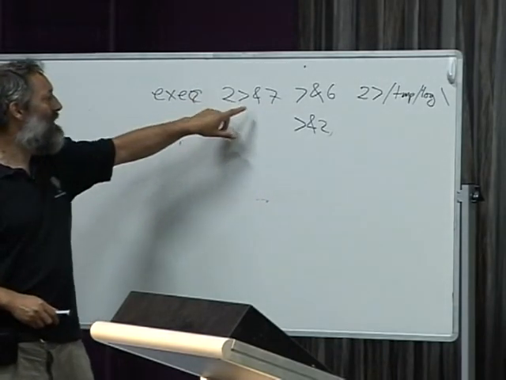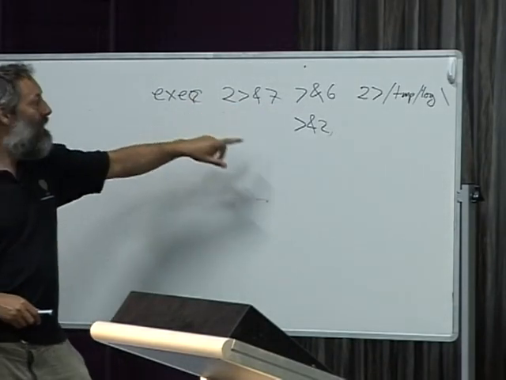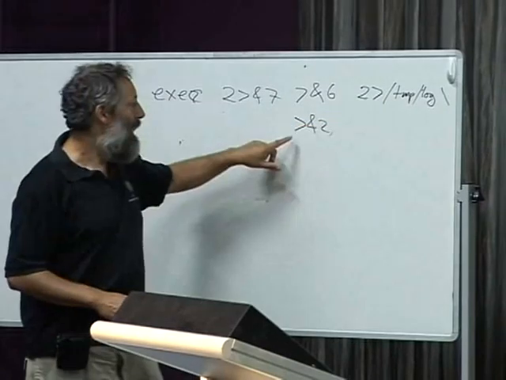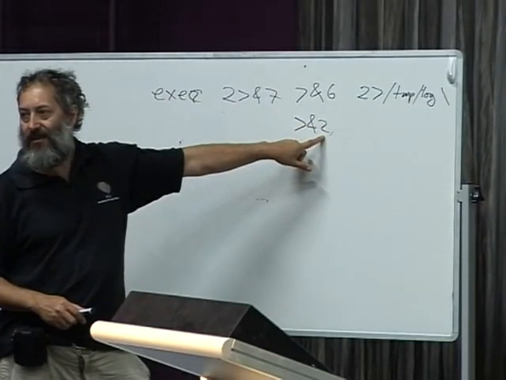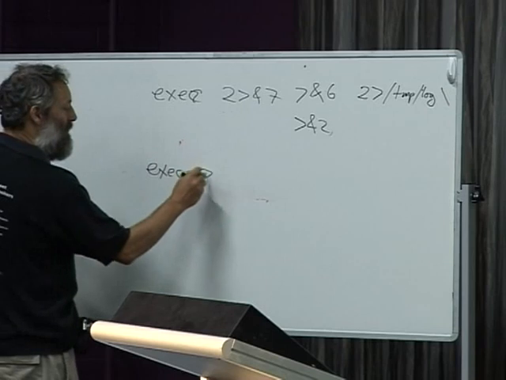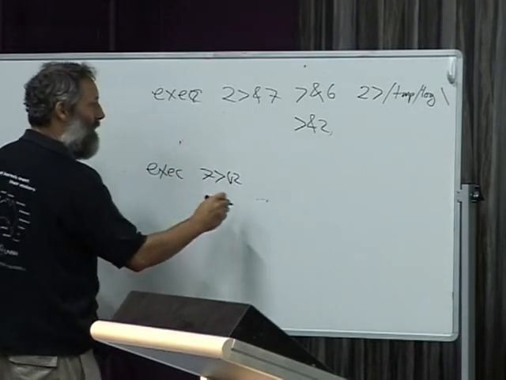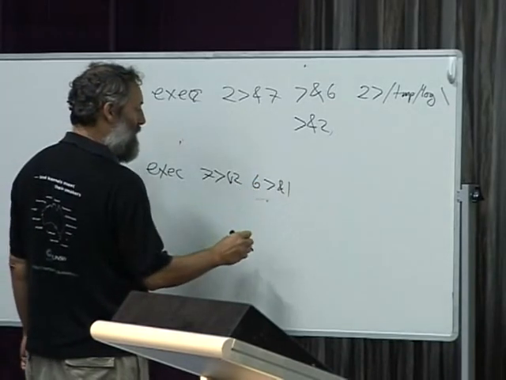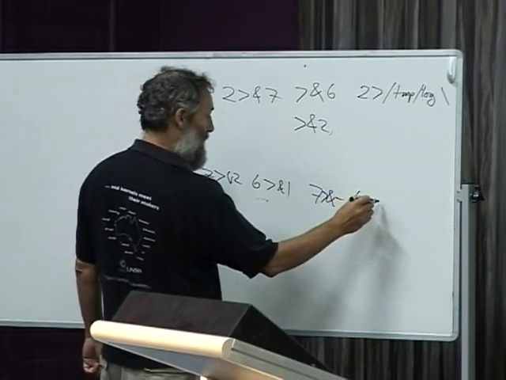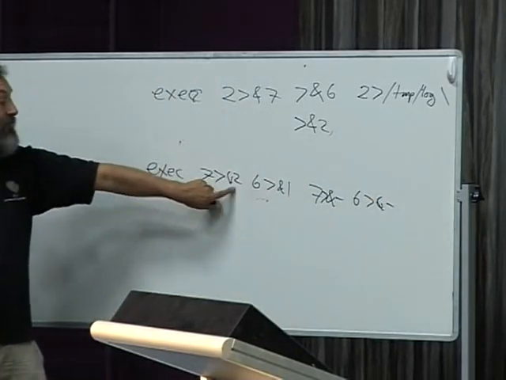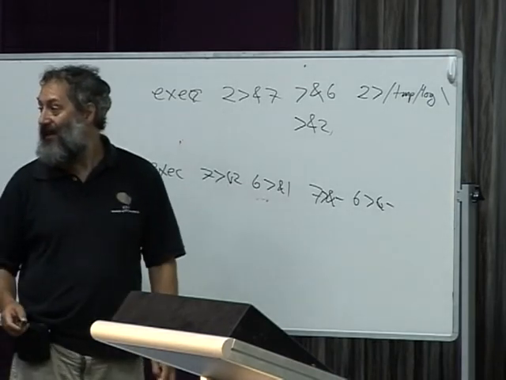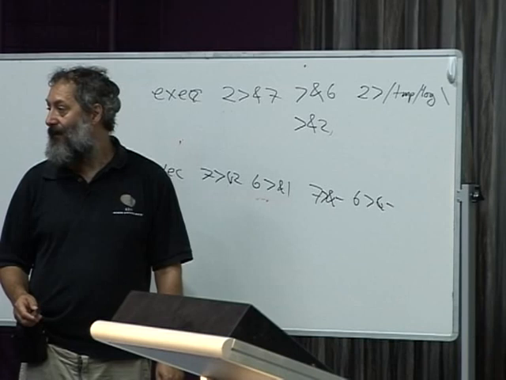So the first thing this says is, okay, let's make seven the same as file descriptor two, so we've saved it. Let's make six the same as file descriptor one. Then let's make file descriptor two point to that log file, and file descriptor one be the same as file descriptor two. And then later on, when you want to undo that, you just say exec 2>&7, 1>&6, 7>&-, 6>&-, which closes file descriptor seven and six and restores your two and one afterwards.